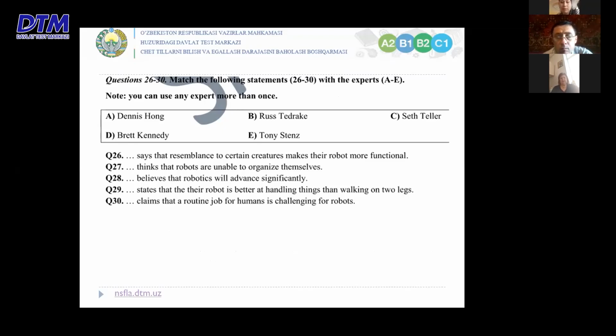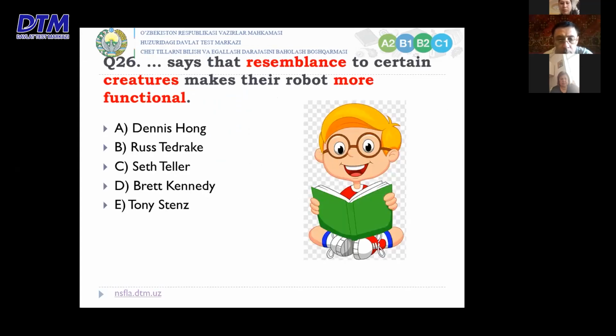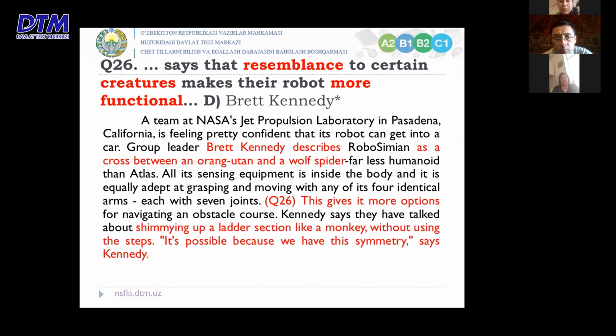26 says that someone says that resemblance to certain creatures makes their robot more functional. Who says this? So, resemblance, creatures, more functional in red. Be careful with these words while looking for the answer. Here is the part of the text. Resemblance, symmetry at the bottom of the text. Can you see it? Says Kennedy.